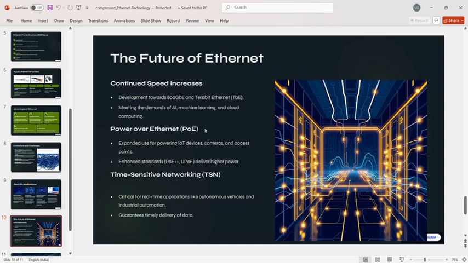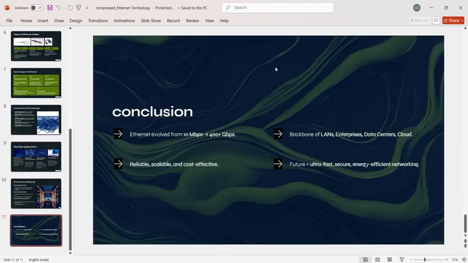The future of Ethernet: continued speed increases, power over Ethernet, and time-sensitive networking. Then we conclude this seminar. Ethernet evolved from 10 Mbps to 400 Gbps. It's reliable, scalable, cost effective, the backbone of LAN, enterprises, data centers, and cloud, and in future it becomes ultra fast, secure, energy efficient networking.